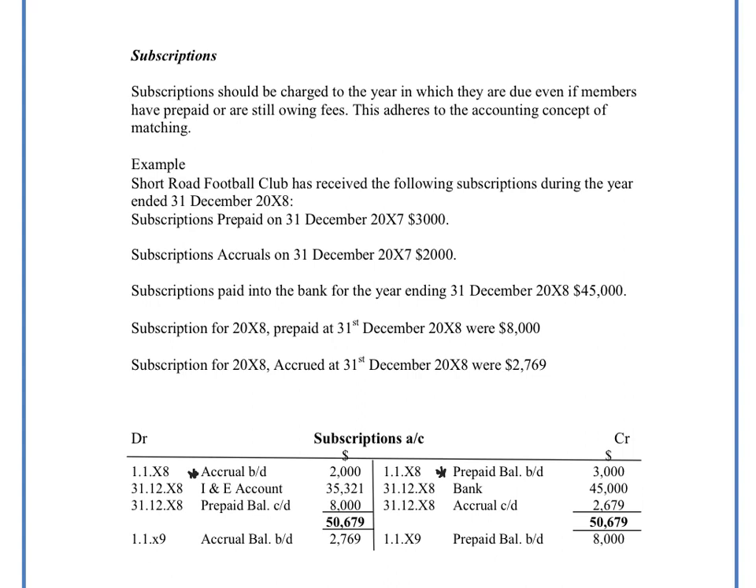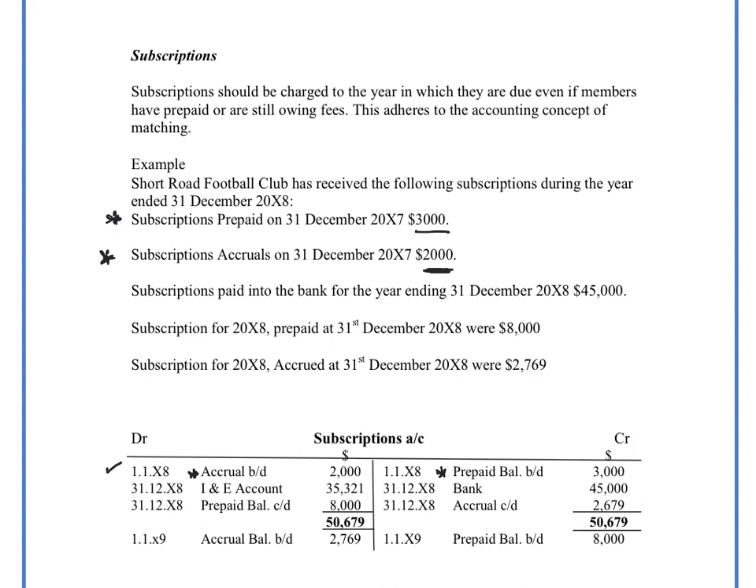So all this information would be given to you in the question, and to draw up the subscriptions account, you'd have to know how much was prepaid at the beginning of the year. So in this case, that was $3,000. How much was still owing, accruals, at the beginning of the year, which was $2,000. An accrual would be seen as an asset, just like a debtor, because they owe us for something they've already used. So we'd list that on the debit side on the first day of the year.